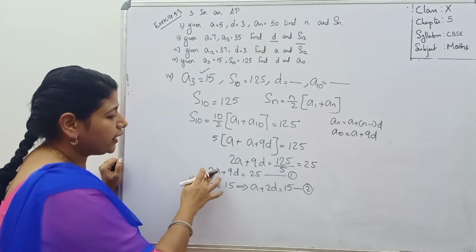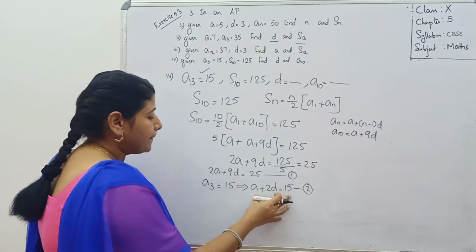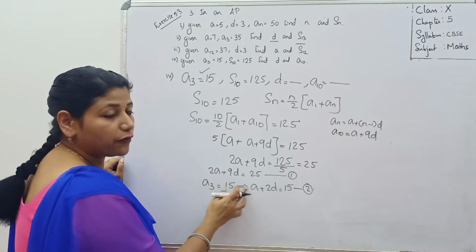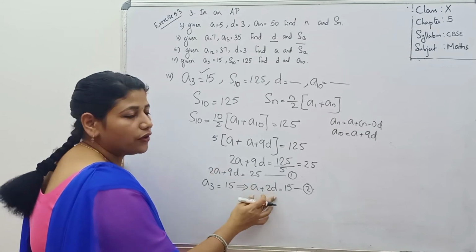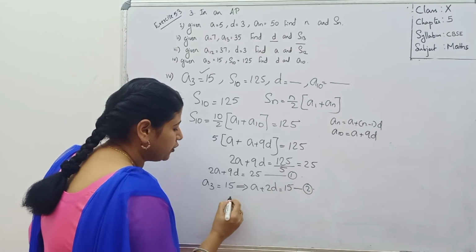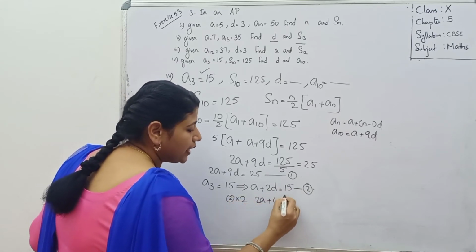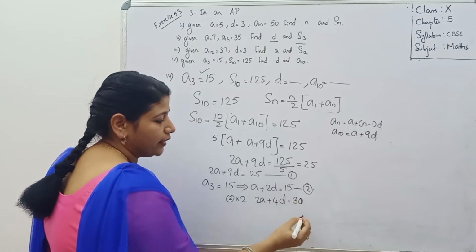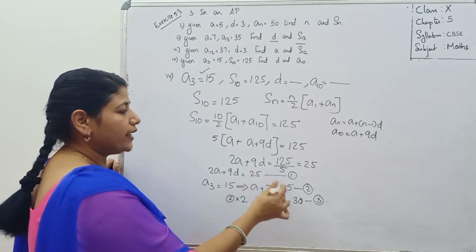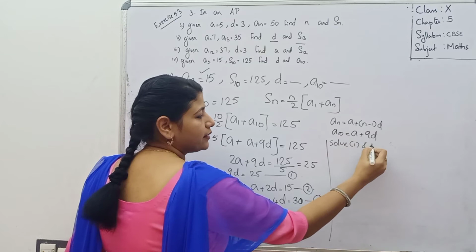We have to solve these two equations. For that, first I am going to multiply this equation by 2. Then only you will get equal coefficients for this A. Isn't it? Here the coefficient of A or d must be made equal. So I am going to multiply this second equation by 2. When we multiply the second equation by 2, we get 2A plus 4d equal to 30. Okay. So this equation can be written as 3. Now we can solve 1 and 3.